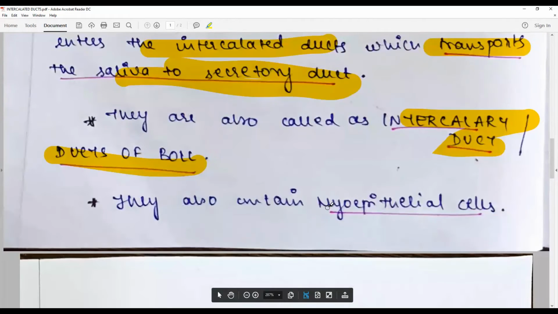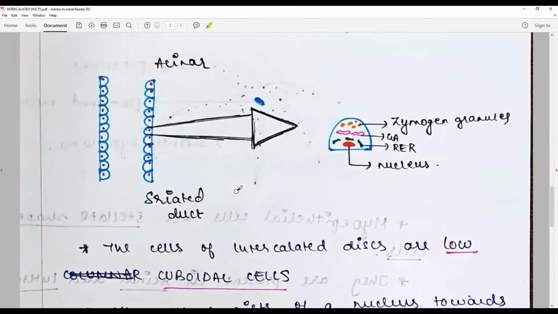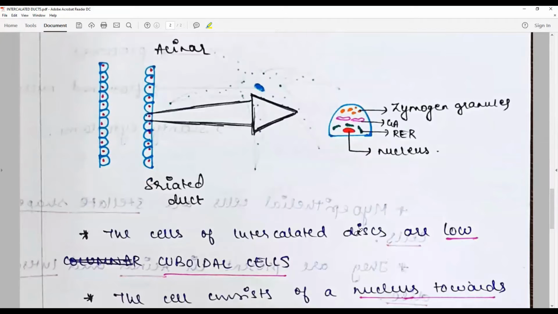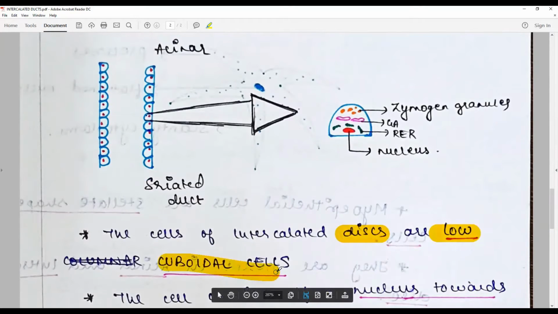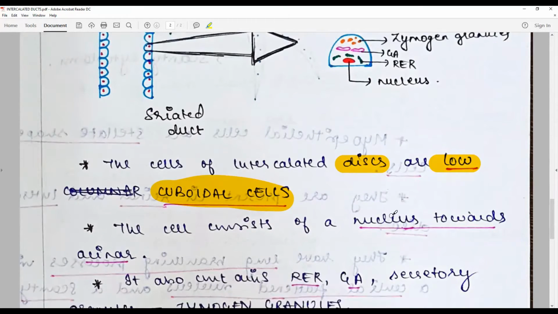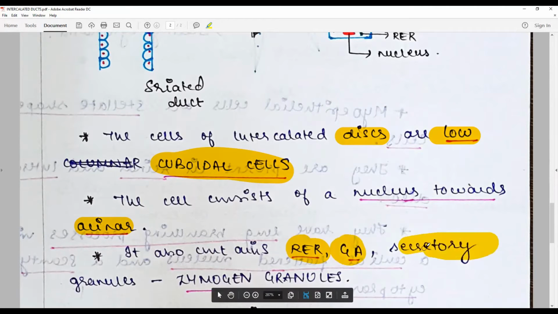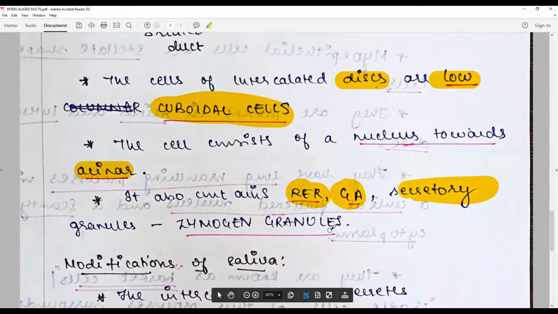They also contain few myoepithelial cells. The histology will go like this. The cells of the intercalated ducts are low cuboidal cells. The cell consists of a nucleus which is placed away from the basement, nearly towards the acinar end. They also contain a lot of rough endoplasmic reticulum, Golgi apparatus, and secretory granules or zymogen granules.